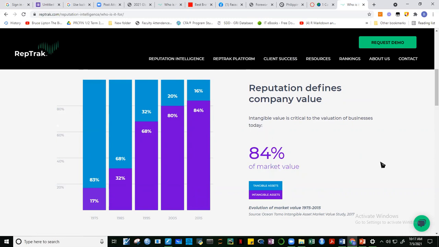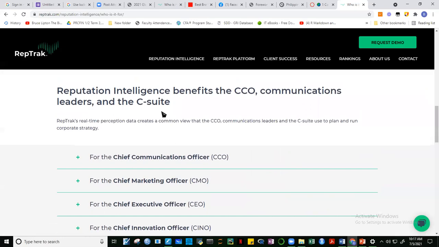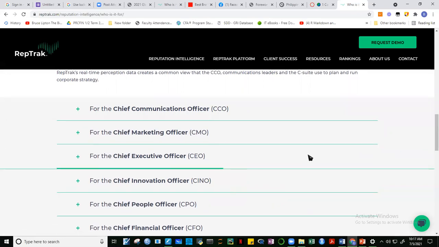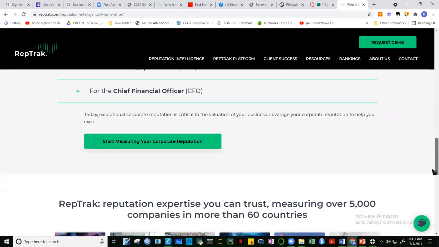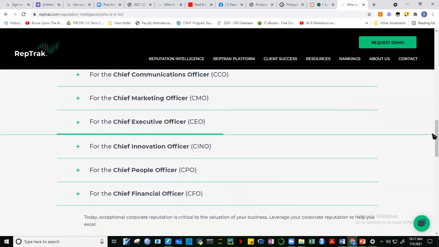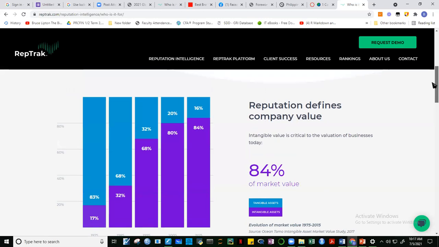It's the reputation, it's the brand value of the firm. That's why it says here, this is what I'm telling you guys, the C-suite. Reputation intelligence benefits the chief communication officers, other communication leaders, and the C-suite. Who are they? The chief communications officer, chief marketing officer, CEO, CIO, CPO, CFO. So it's important that they know the branding and the reputation intelligence of a firm.